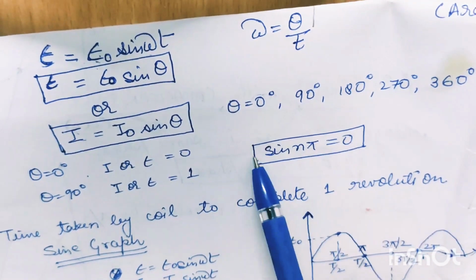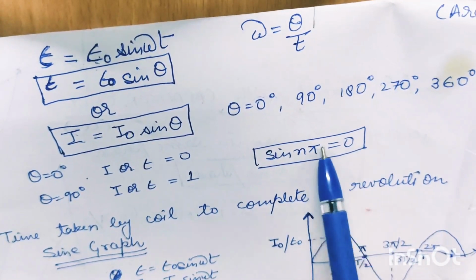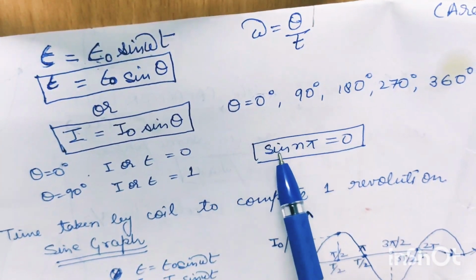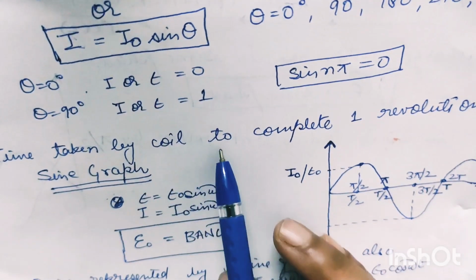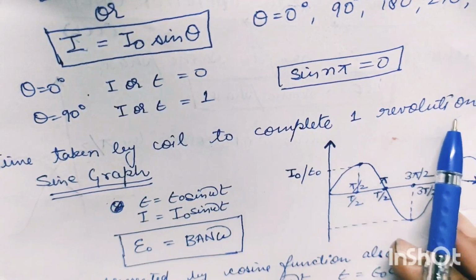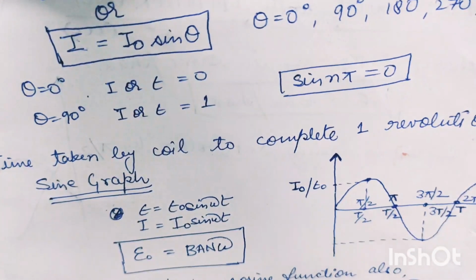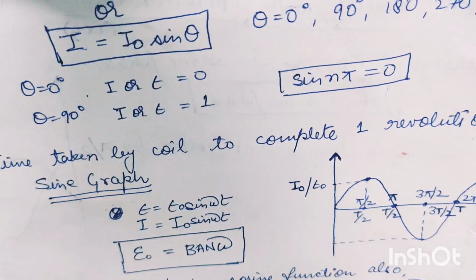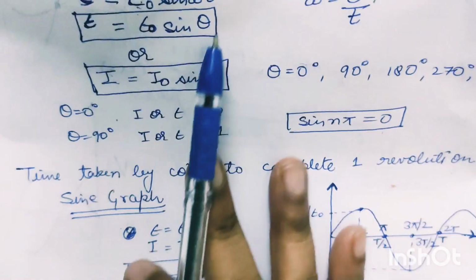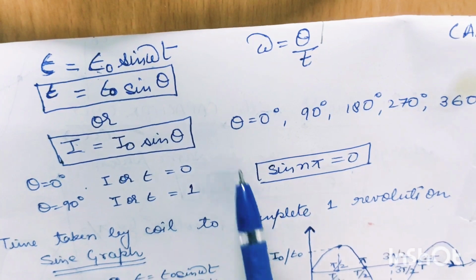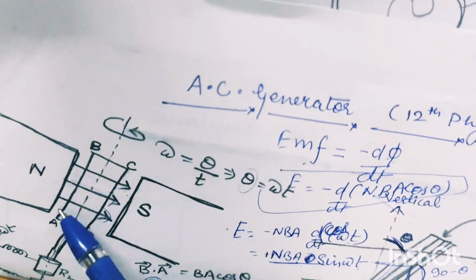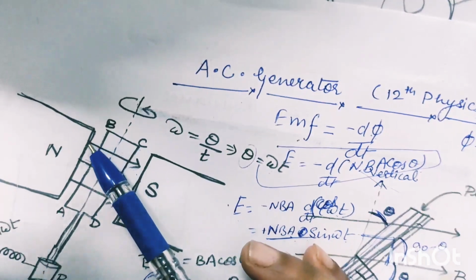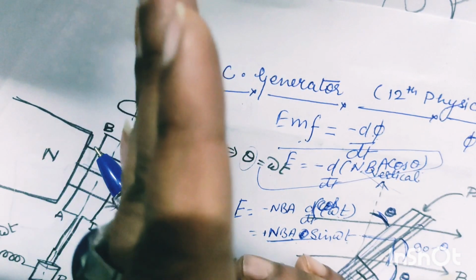And from mathematics, we all know that sin n pi is equal to 0. If there is pi in any of the values of sine, we will be getting 0. Time taken by the coil to complete one revolution. Okay, whatever time the coil takes to complete one revolution, that is given by t. Here, this t is the time of the coil to complete one revolution. The coil keeps on rotating inside the magnetic field. This coil always keeps on rotating inside a magnetic field like this.